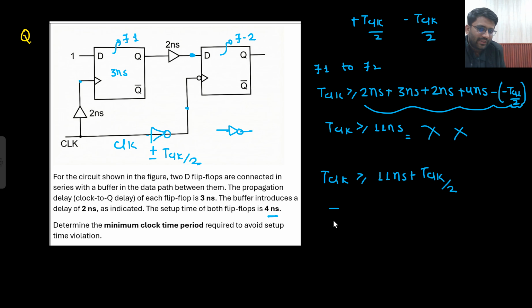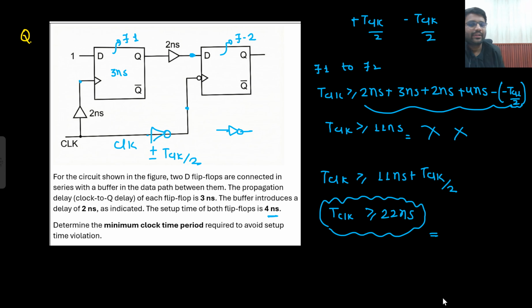Now this T clock by 2 goes here. So T clock minus T clock by 2 will become T clock by 2. That should be greater than 22 nanosecond. So T clock should be greater than 44 nanosecond? No: as stated, T clock should be greater than 22 nanosecond. That would be the correct answer. That means what should be the minimum clock period? That should be 22 nanosecond.